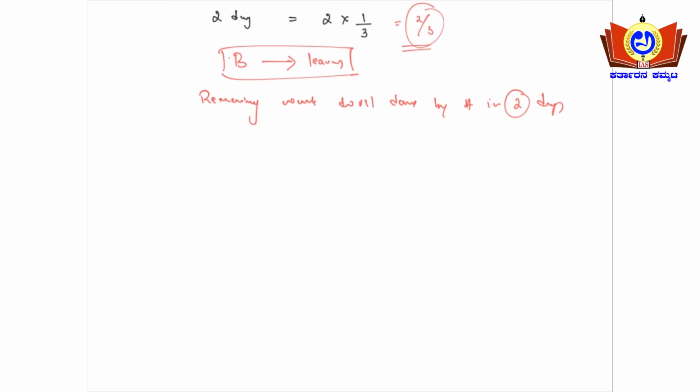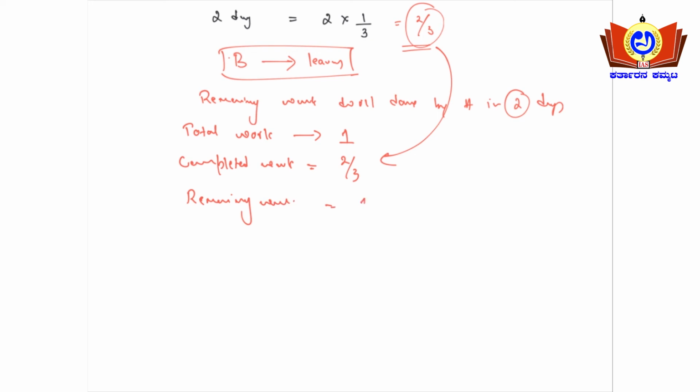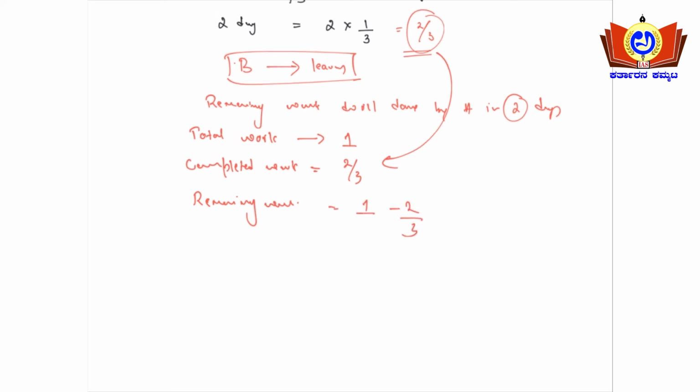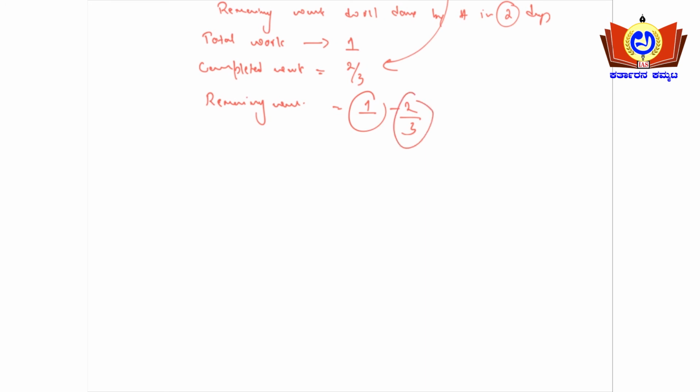So if we consider total work is 1, completed work is 2/3, right? So what is the remaining work then? The remaining work is 1 minus 2/3. In total work, this much work is already completed. So LCM here 3 minus 2, that will be equal to 1/3. So the remaining work will be 1/3.